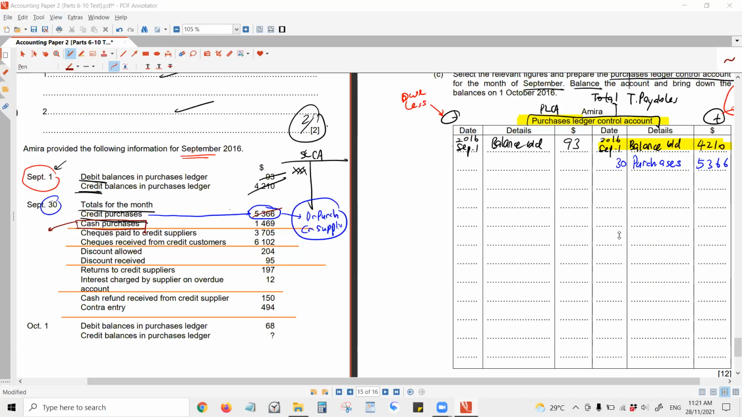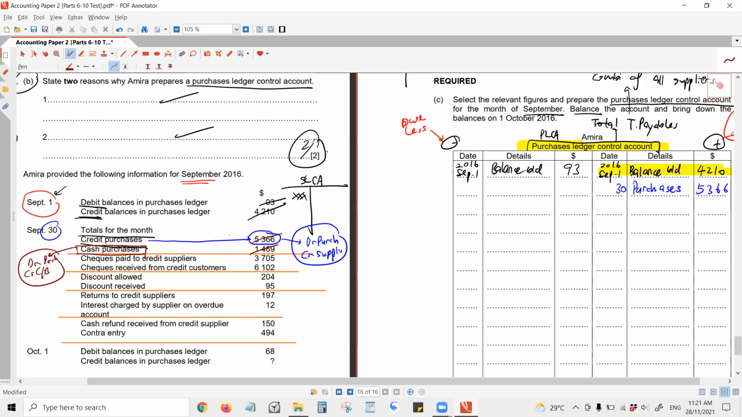Good. Okay, 2 of you have answered. Okay, 3 of you have answered. Good. Because when you buy goods and pay immediately, you credit either cash or bank, then you debit purchases. See, therefore, it would not touch the supplier's account. Therefore, don't take this into account.